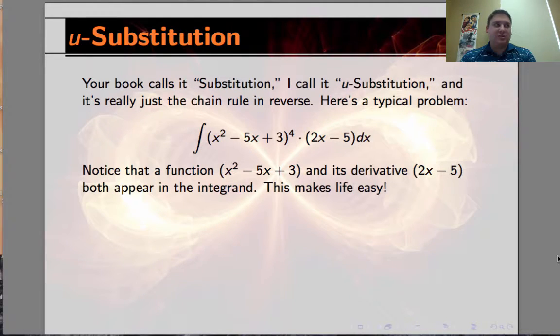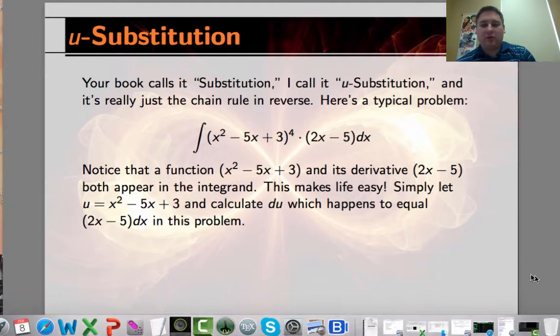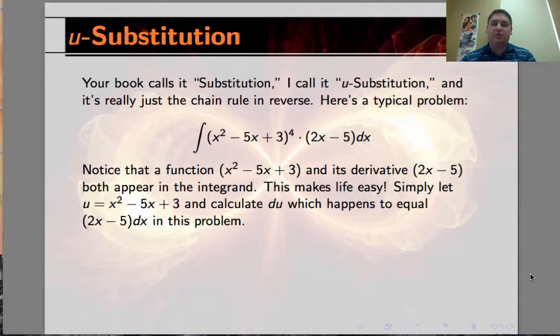This is awesome. This is just like a wonderful twist of fate that we happen to have a function and its derivative both appearing in what's called the integrand. It's appearing as the function that we want to find the antiderivative of. This is going to make our lives super easy. The way that we're going to deal with this is we're going to use u-substitution.